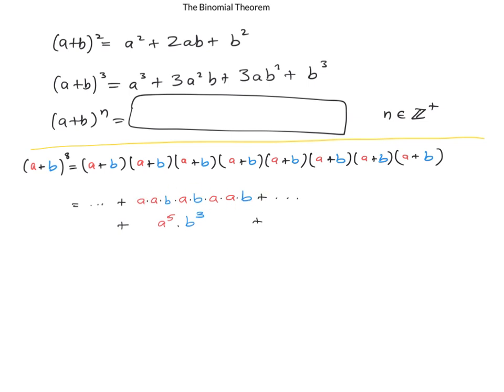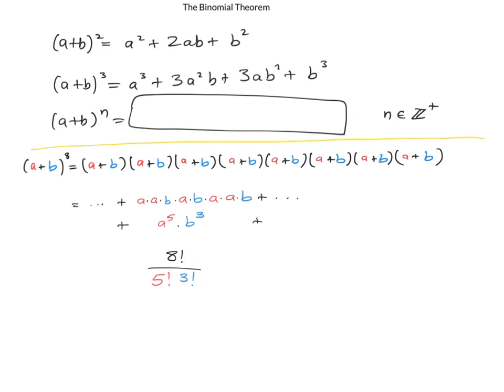Wait a minute, I've done that before. That would be 8 factorial for the total number of letters divided by 5 factorial because of the a's times 3 factorial because of the b's. And I'm just trying to find how many words, quote unquote, I can make with 5 a's and 3 b's to get my a to the 5th b cubed. So this is the number of different arrangements I could use to get my a to the 5th b cubed.